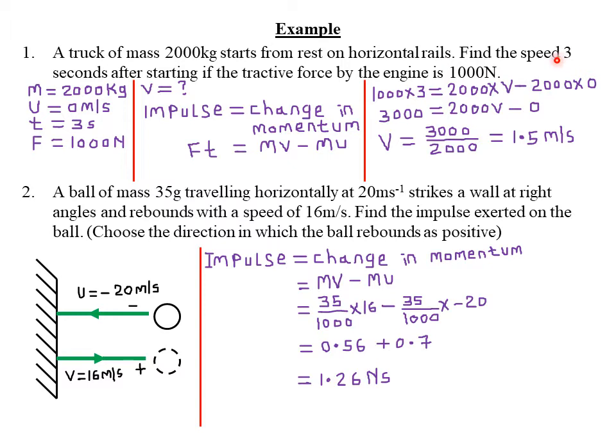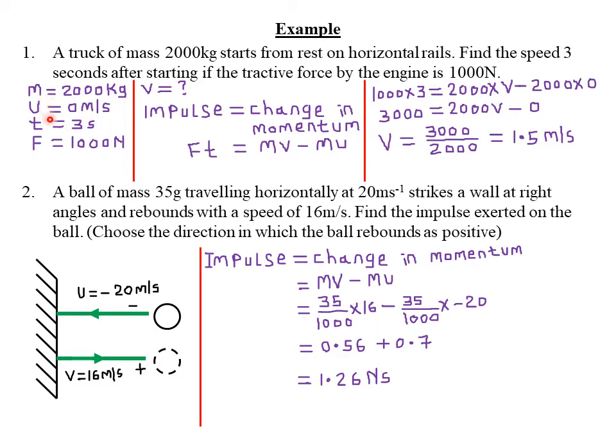Then find the speed. The speed in this case is the final velocity, because you have been given the initial velocity, which is the body starting from rest. So the final velocity v is question mark. Find the speed 3 seconds after starting, that is time. Time for that particular journey is 3 seconds. If the tractive force by the engine is 1000 newtons, so F is 1000 newtons.